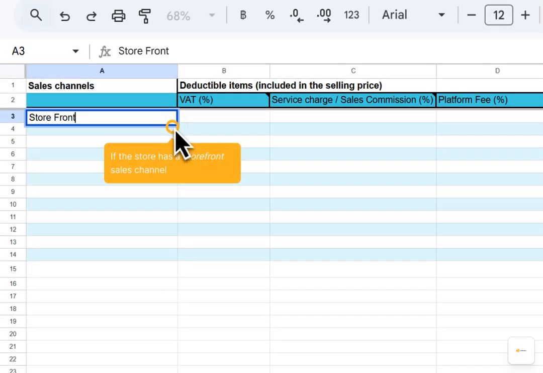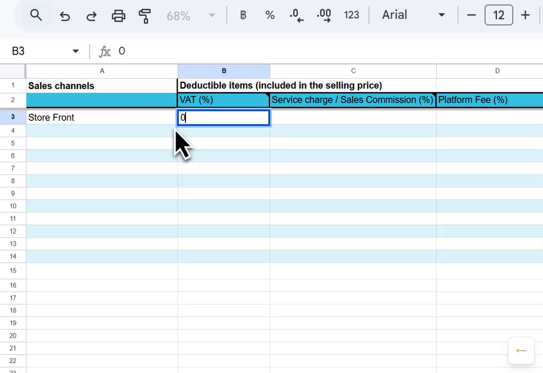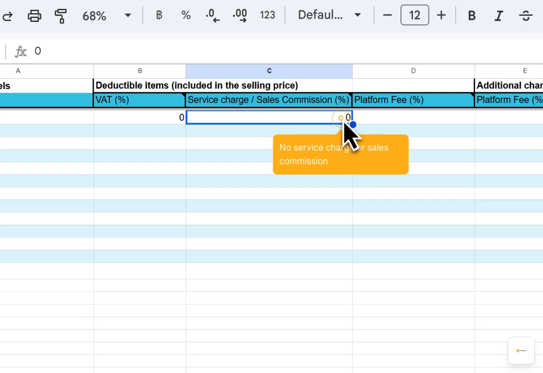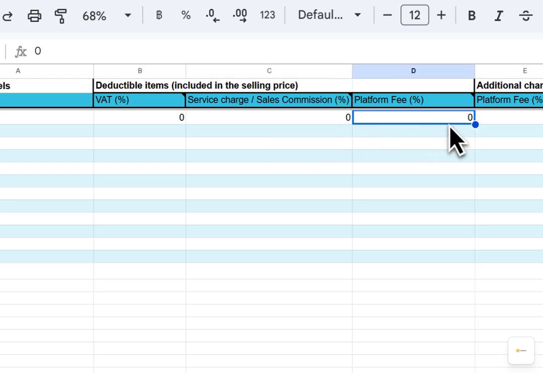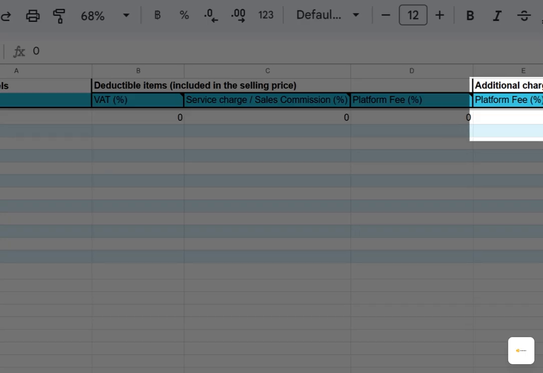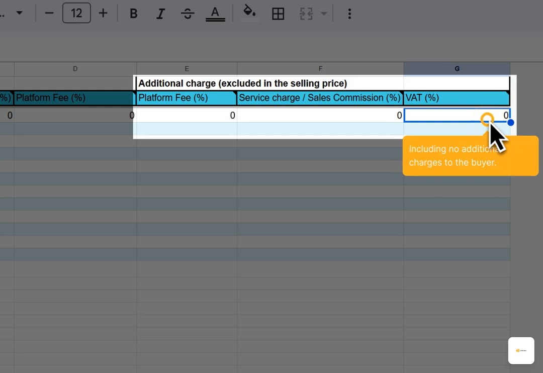If the store has a physical storefront, in cases where there is no VAT, no service charge or sales commission, and there's no need to pay platform service fees such as GP delivery sales or rental fees divided by sales, including no additional charges to the buyer.